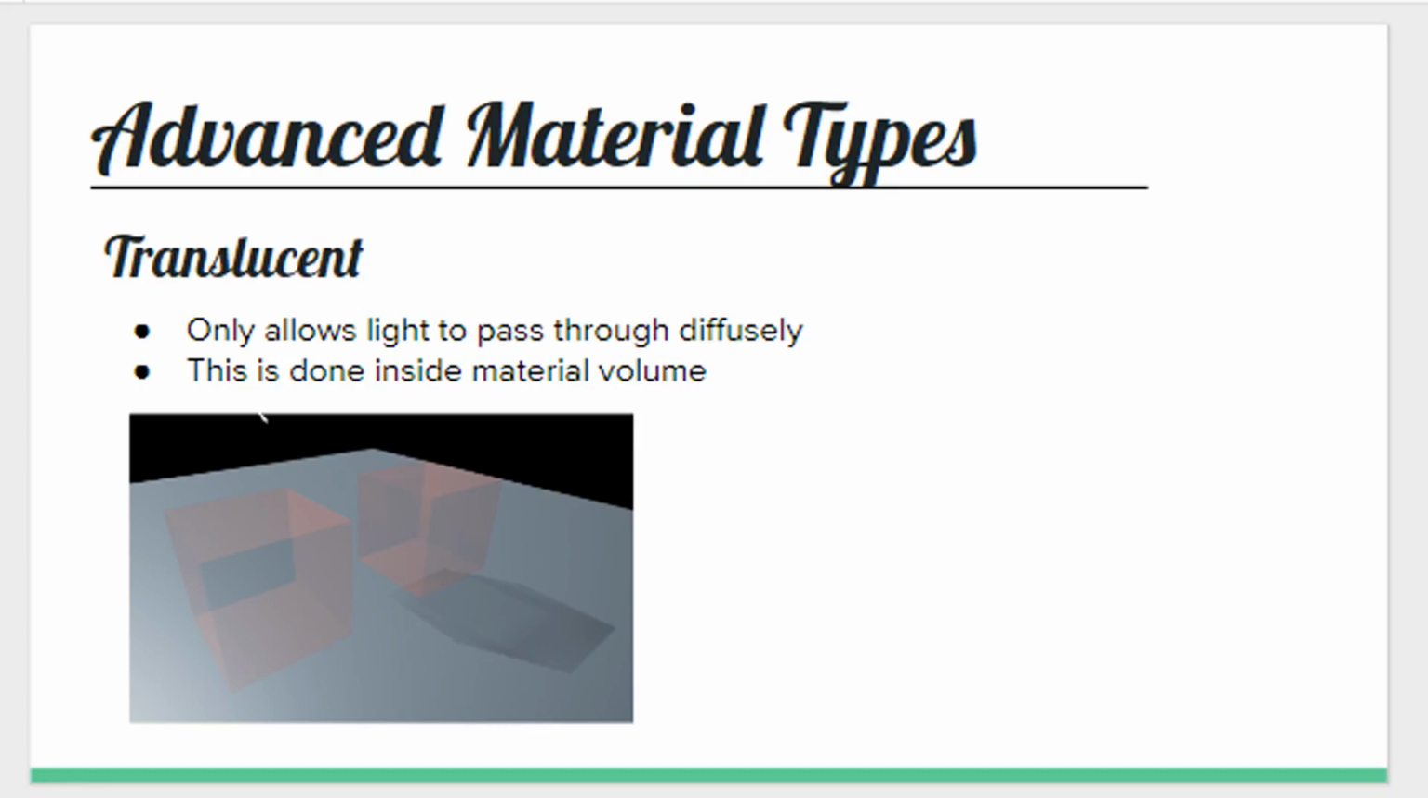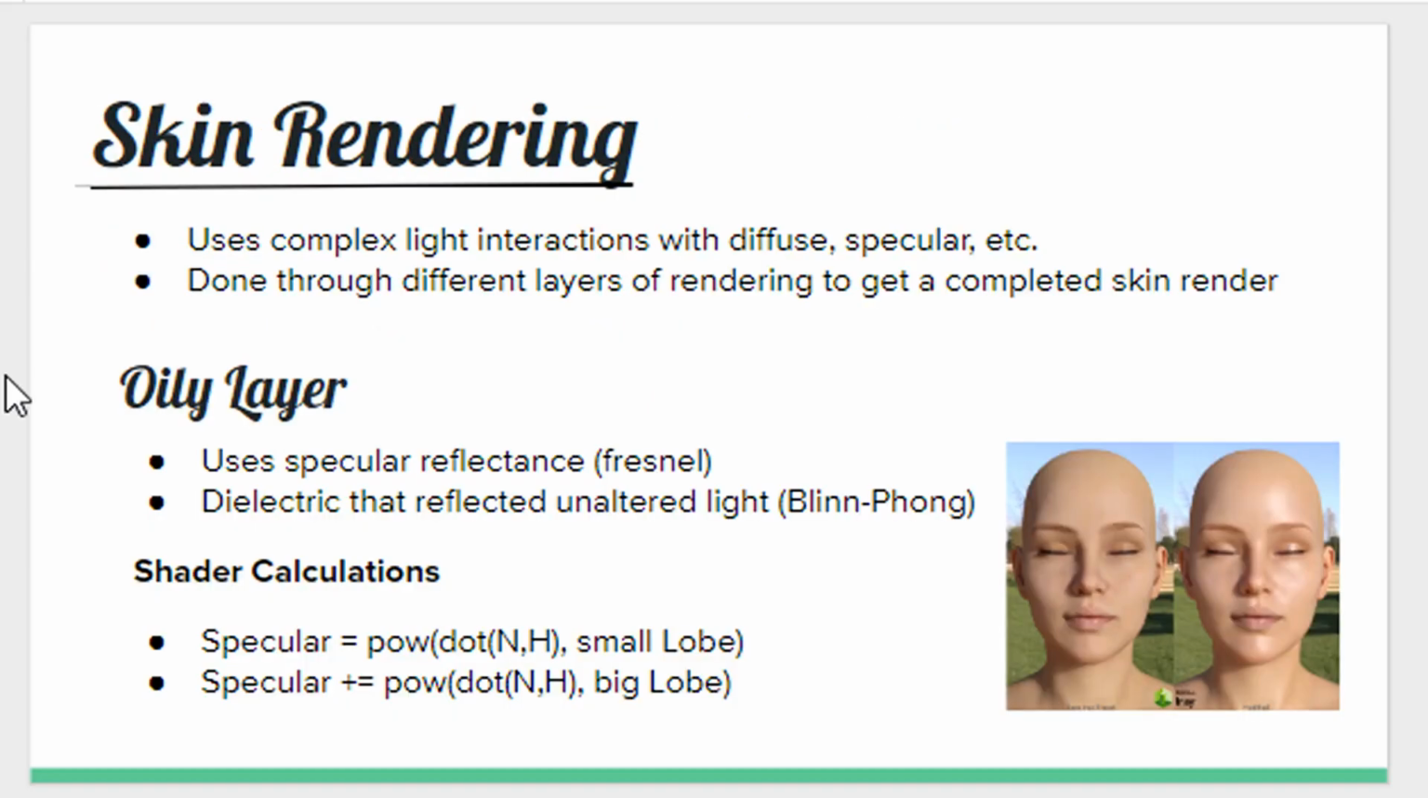Afterwards, once he was done talking about the material types, he went more in depth in things that would be more applicable to our games. So, actual skin rendering. Skin rendering uses complex light interactions with diffuse and specular, so things that we're already using in our shader.